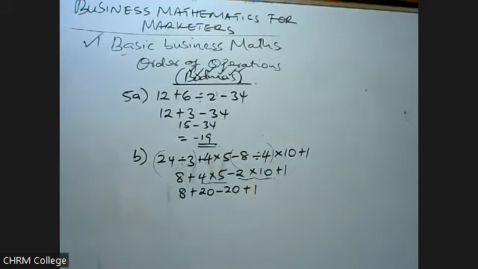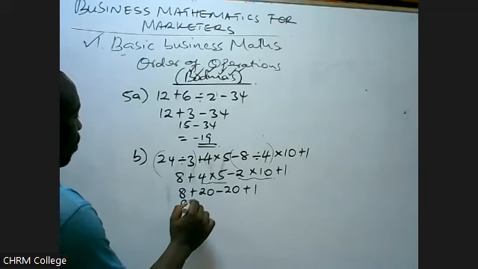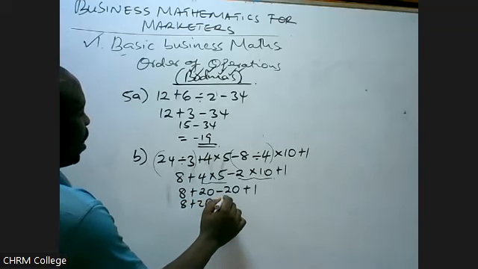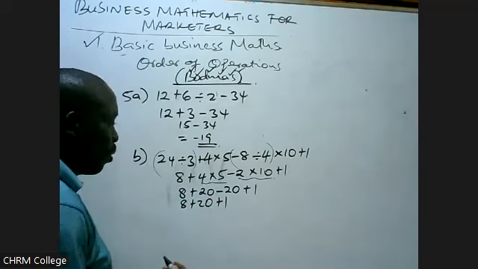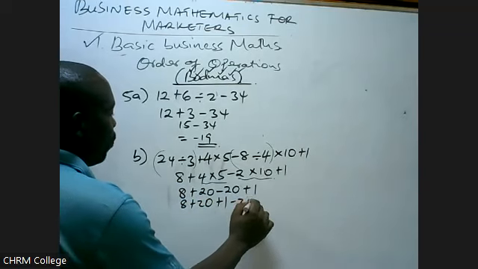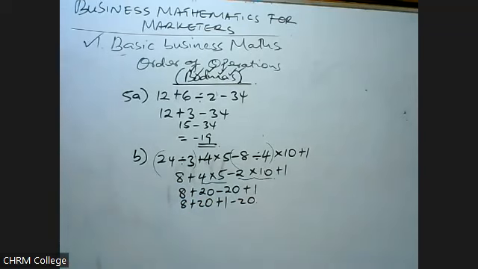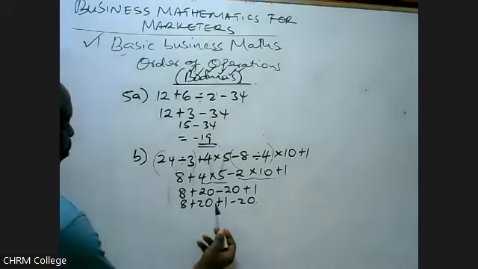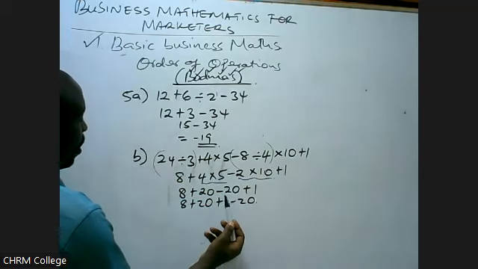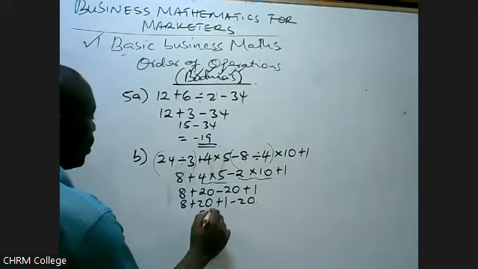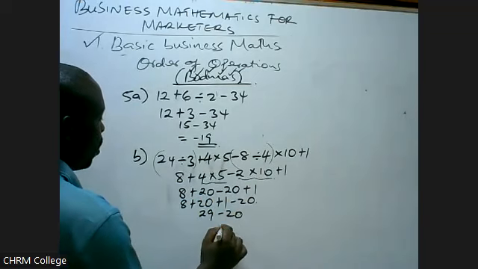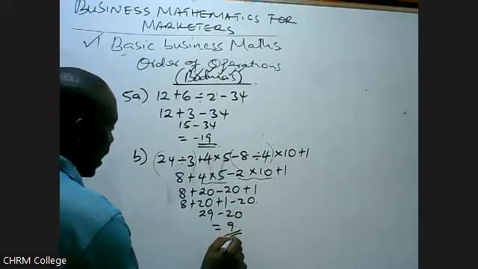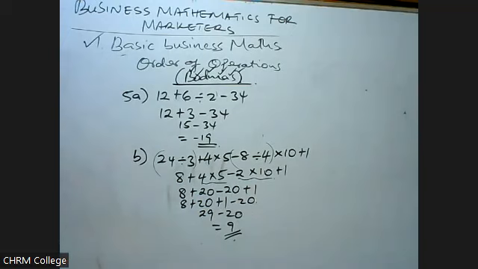At that point, you have 2 options. You can take those that are positive to be together. 8 is positive, 20 is positive, and 1 is positive. They are all positive, and then negative 20, I put it aside. 8 plus 20 plus 1 will be 29, minus 20. So the answer will be 9.